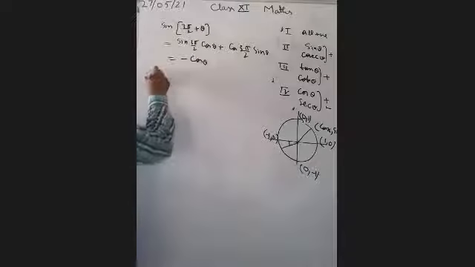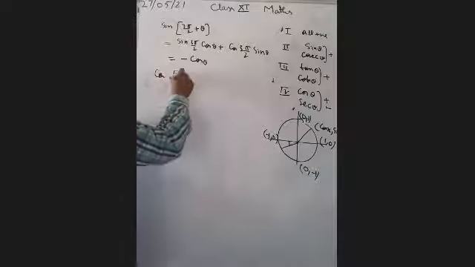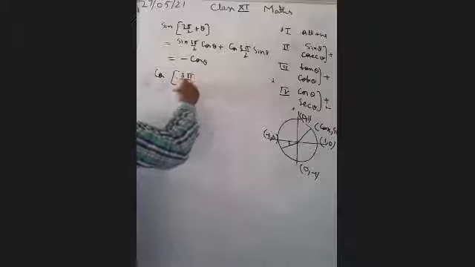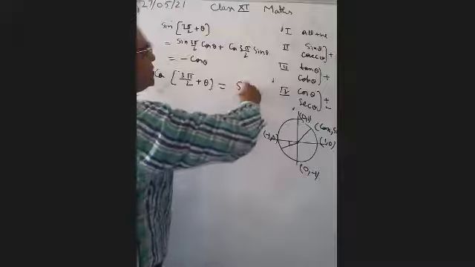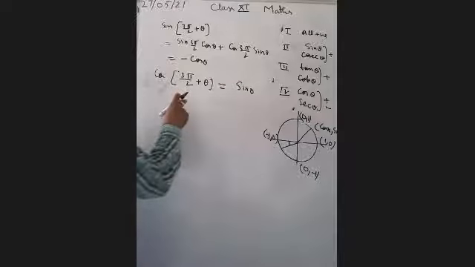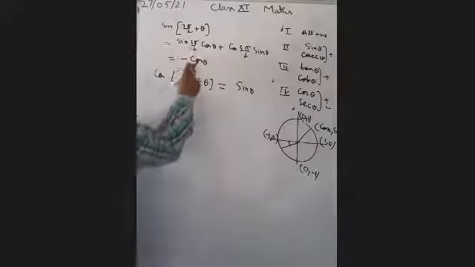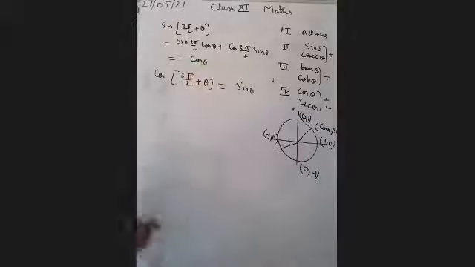If you take the value of cos(3 pi by 2 plus theta), then you will get the value of this function as sin theta. But this is an odd multiple, that's why it is converting into a co-function.